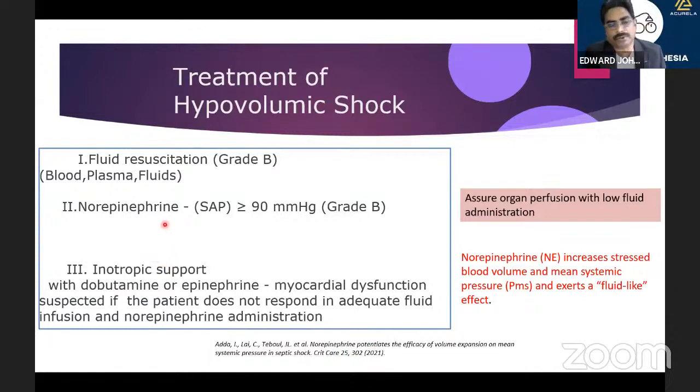And after a treatment with your IV fluids and norepinephrine, if you see the blood pressure is not restored, then you think of myocardial dysfunction. So the heart is not functioning properly. So then you go for an inotropic agent like dopamine and epinephrine.